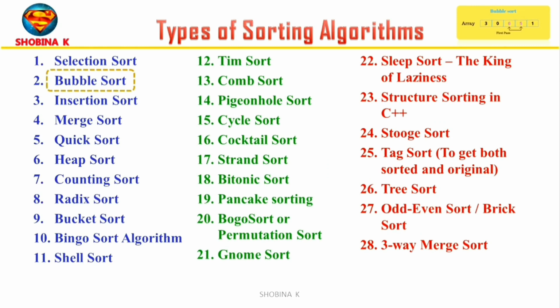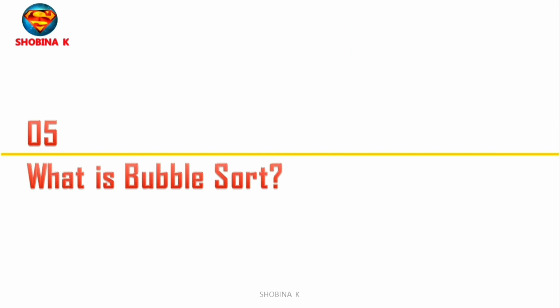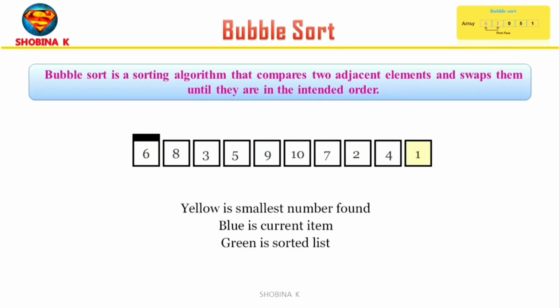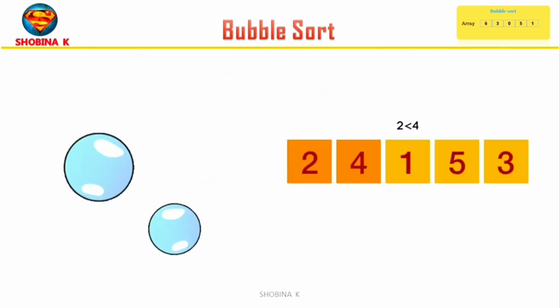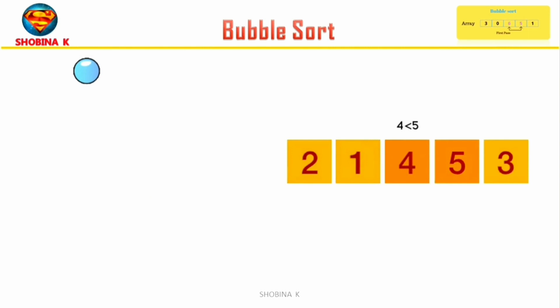Now let's move to the core topic. What is bubble sort? Bubble sort is a sorting algorithm that compares the adjacent elements repeatedly and swaps them if they are out of order until the entire array is sorted. Just like the movement of air bubbles in the water that rise up to the surface, each element of the array moves to the end in each iteration. Therefore, it is called bubble sort.